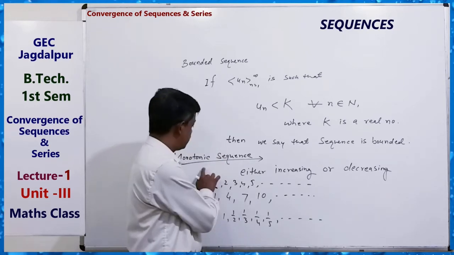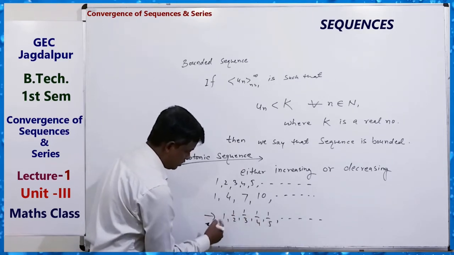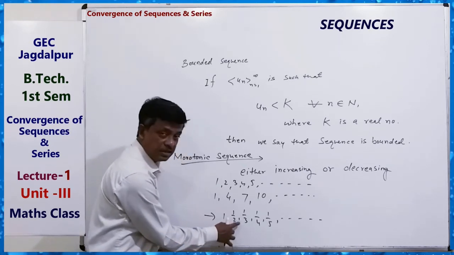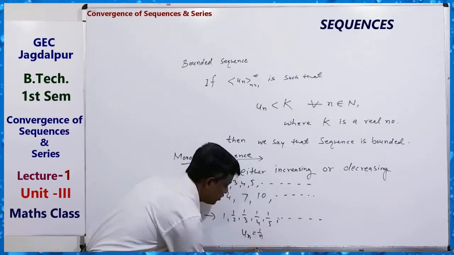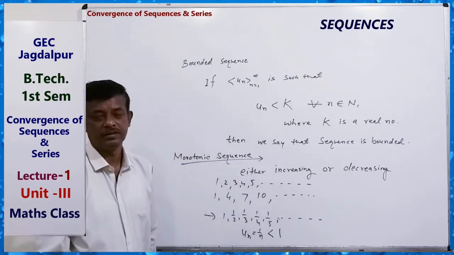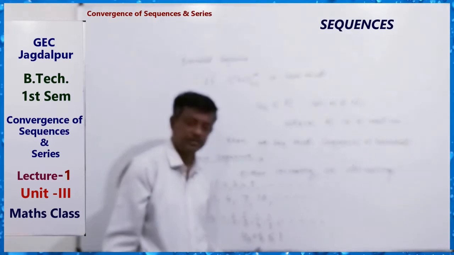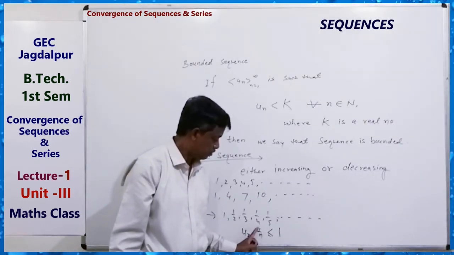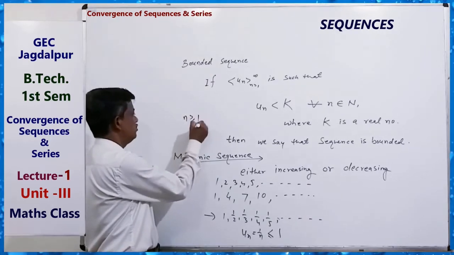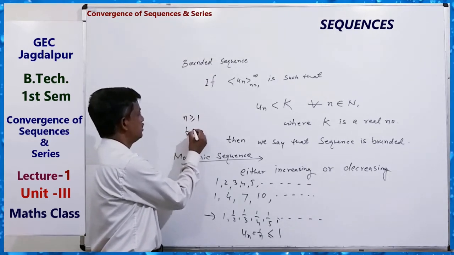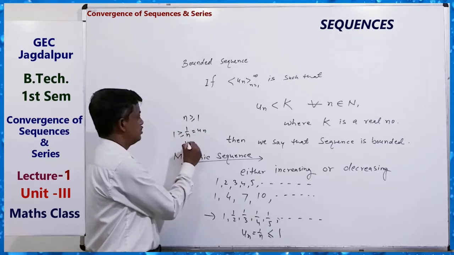If a sequence is monotonic and bounded both, then here we see that 1, 1 by 2, 1 by 3, 1 by 4 is bounded because its nth term is u_n equals 1 by n, which is always less than or equal to 1. Because 1 by 1 is equal to 1, 1 by 2 is less, 1 by 3 is less, 1 by 4 is less, since n is always greater than or equal to 1. So u_n is less than or equal to 1.